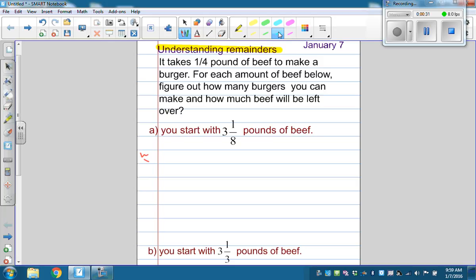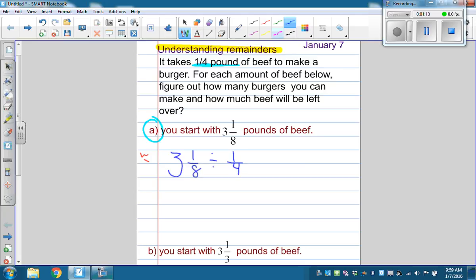So in this problem, it takes 1/4 pound of beef to make a burger, and for each amount below, for example part A, we want to figure out how many burgers we can make and then how much is left over. So in part A, if we start with 3 1/8 pounds of beef, what do I have to do, Michaela? You have to put 3 1/8 divided by 1/4. I'm taking out a fourth over and over. When you subtract the same number over and over, it's a division problem. So I'm going to divide by a fourth.